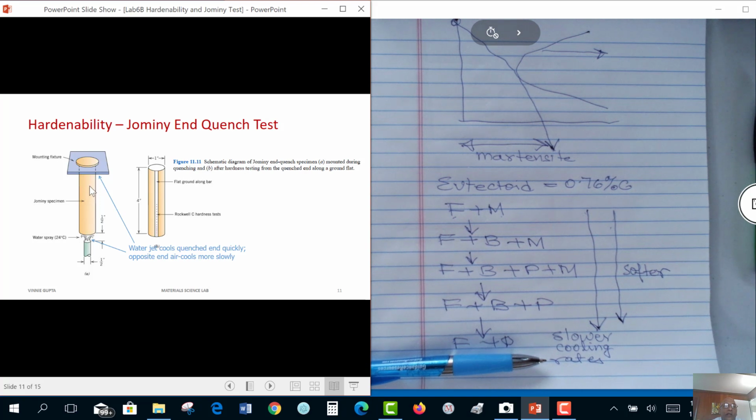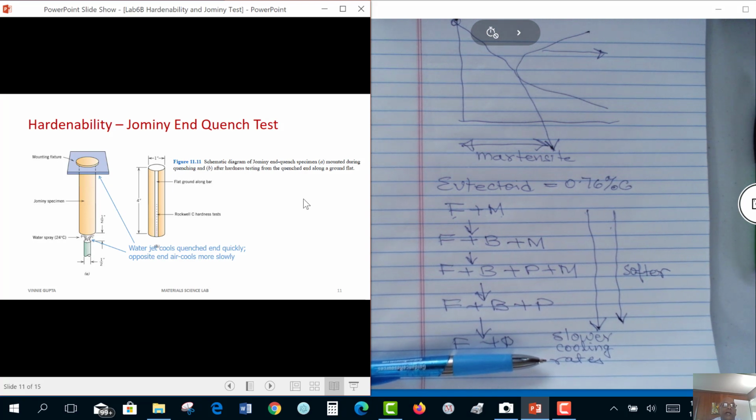So obviously different cooling rates are going to produce different structures. So if we measure hardness from the quenched end to the other end, we can figure out what kind of structures are forming in different layers. So what we will do, big picture, we are going to take our specimen, put it in the furnace, heat it up with the hat and everything. We will have our Jominy End-Quench setup ready.